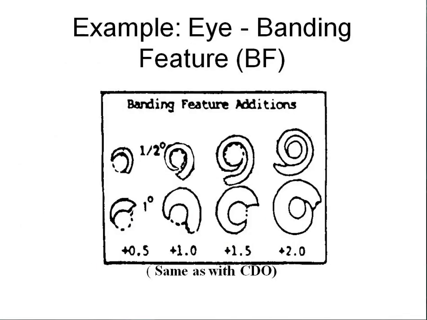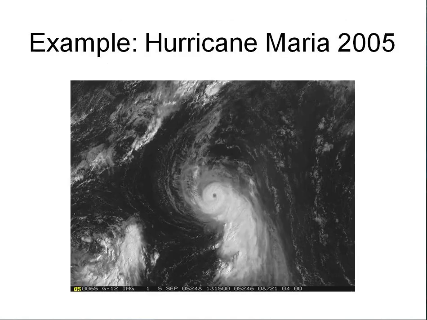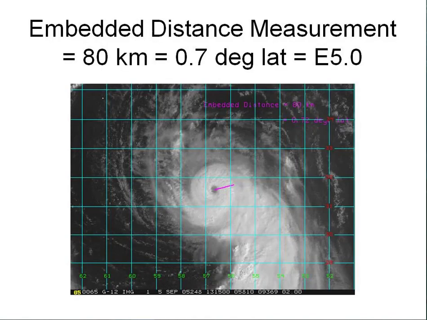The banding feature measurement for the eye pattern is the same as before. Same as with the CDO pattern. Let's look at Hurricane Maria as an example. The embedded distance measurement is shown by the pink line. It is 80 kilometers, or 0.72 degrees latitude.